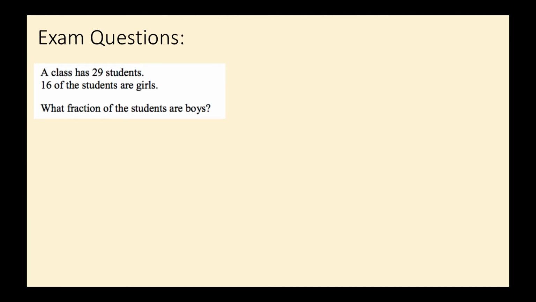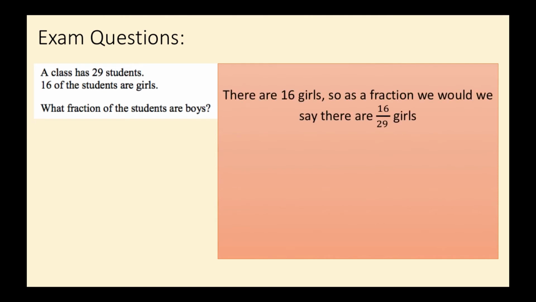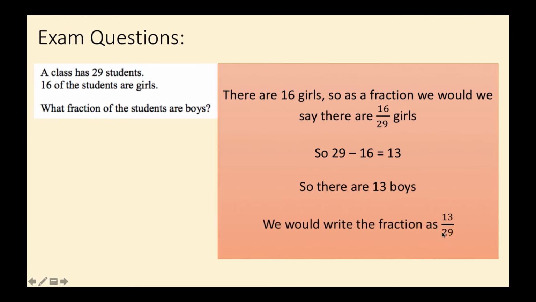Okay, if you've paused the video, we have a class of 29 students, and 16 of the students are girls. So if there's 29 students altogether and 16 of them are girls, we need to do 29 take away 16, and that will give us 13 boys. 16 add 13 gives us 29. So that's 13 boys, but it wants it as a fraction. So I now need to say that there are 13 out of 29 boys.